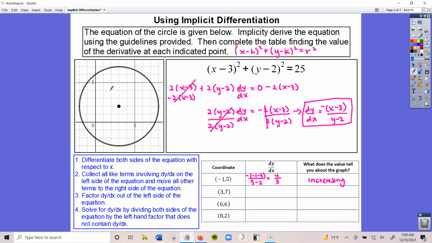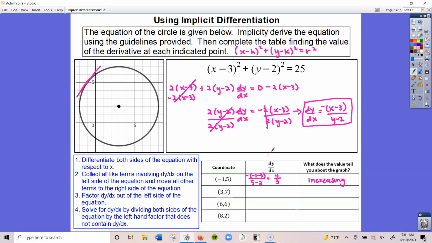Now let's look at my function. Here's (-1, 5). And you can see here that the circle is going up. This would be my tangent line. So you see how it's positive. My function, or rather my graph here, is increasing.